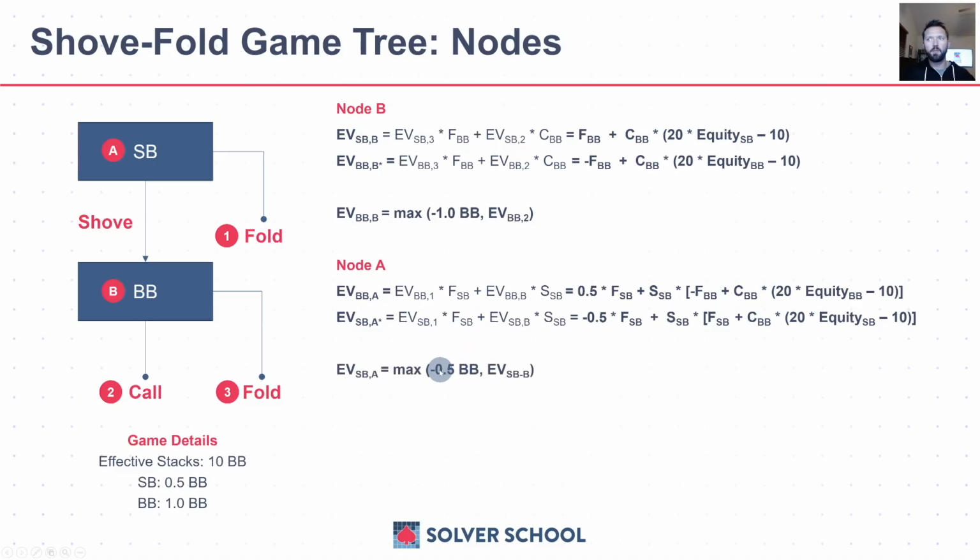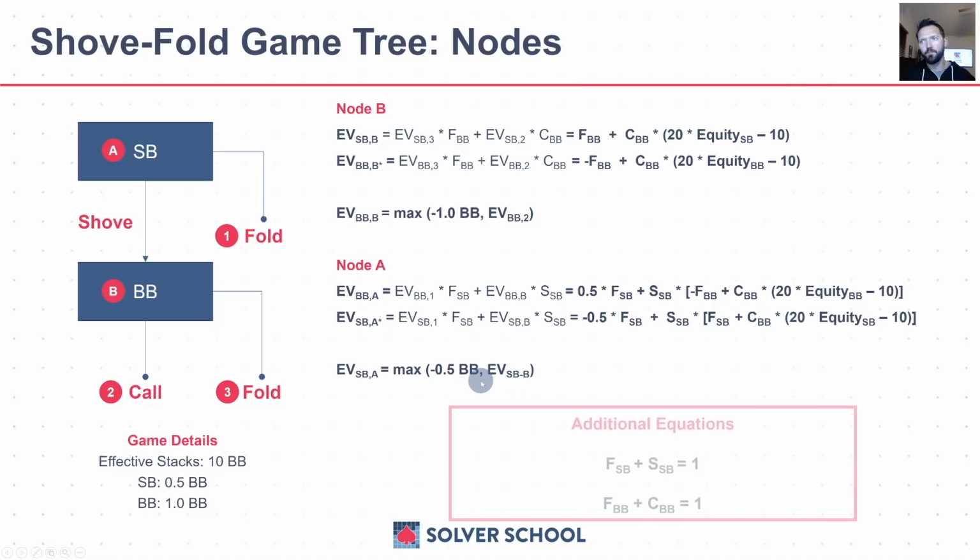So we can simplify this by saying that the small blind is going to choose the action at which it's going to earn more, or in this case here, lose less. So the small blind here will choose this action as long as it loses less than 0.5 big blinds, or the EV is higher than that.